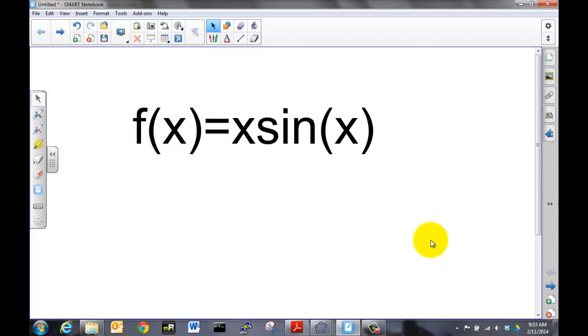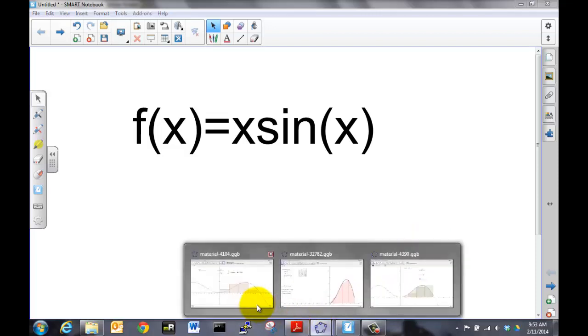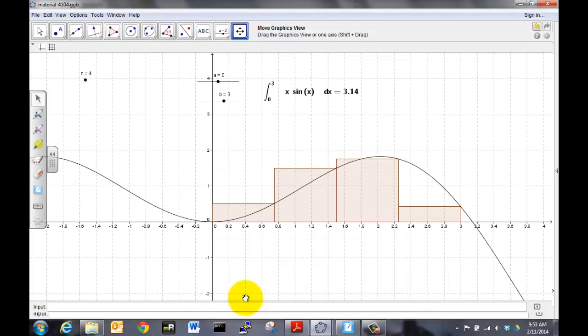So when we have this, we have to resort to other methods for finding the integral, or actually approximating what the integral might be. We've already dealt with some of those, so let's look at a couple of those. For example, if we wanted to integrate x sine x, this is the curve x sine x right here, and if we wanted to integrate it from 0 to 3, we could do that by using Riemann sums.